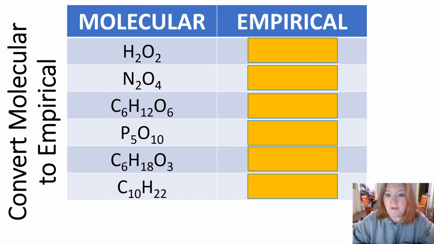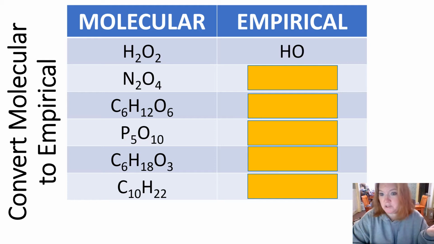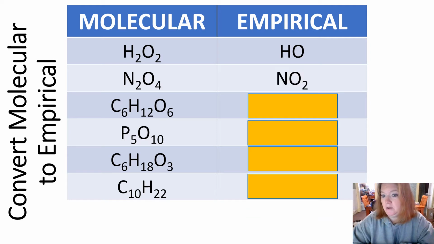All right, so if H2O2 is the molecular formula, what is the empirical formula? Well, the ratio of the elements is 2 to 2. So it reduces to 1 to 1, so it would just be HO. N2O4 was just on the previous slide, NO2.